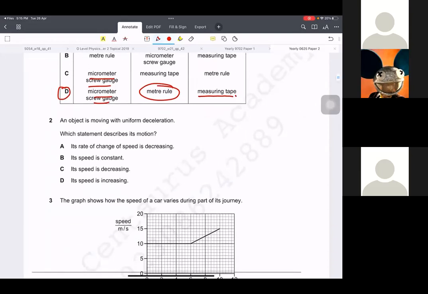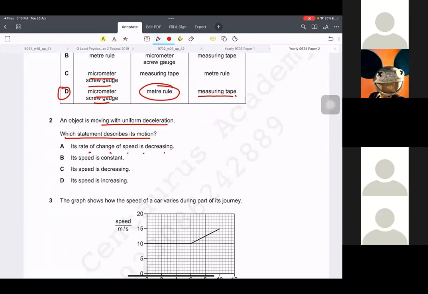The object is moving with uniform deceleration. Which statement describes the motion? Uniform deceleration. The rate of change of speed is decreasing. No, the speed is decreasing. Rate of change already means that it's deceleration, and uniform means constant. So, A is wrong.